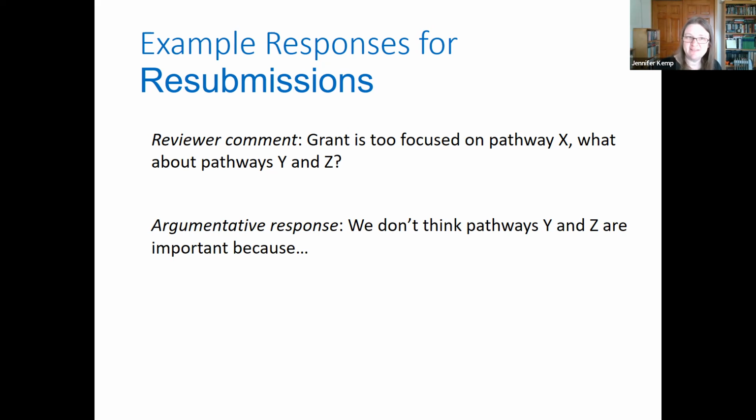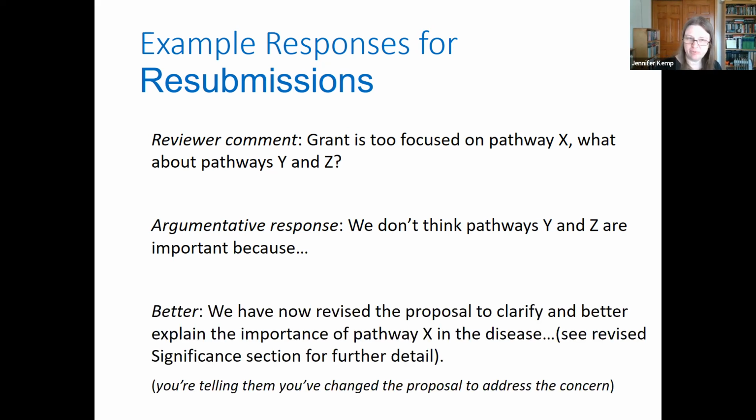We don't think pathways Y and Z are important because, and then blah, blah, blah. So I would argue that a better approach is we've now revised the proposal to clarify and better explain the importance of pathway X in the disease, and see the revised significance section for further detail. So you're telling them that you've changed the proposal to address the concern, and you're not rebutting them. You're not saying pathways Y and Z are not important. Maybe in your revised text, you can explain why you're focusing on pathway X without saying that pathways Y and Z are not important. Okay, so it's just about the tone.